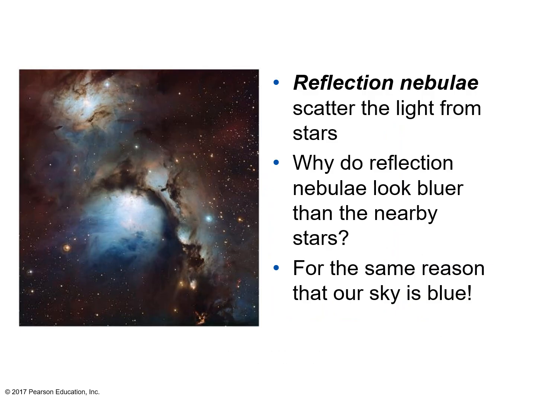Reflection nebulae scatter the light from stars. Why do reflection nebulae look bluer than the nearby stars? For the same reason that our sky is blue. So I want you to remember, when you see a reflection nebula, it is blue because there is starlight from a nearby star, and that starlight has all the colors of the rainbow. And when that starlight hits the molecules, the dust in the reflection nebula, it'll scatter blue in all directions, so it looks blue. Again, that's the same reason our sky is blue. That's what our atmosphere does to the sunlight.